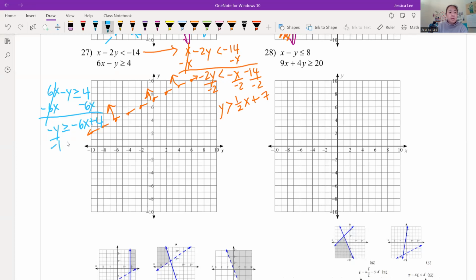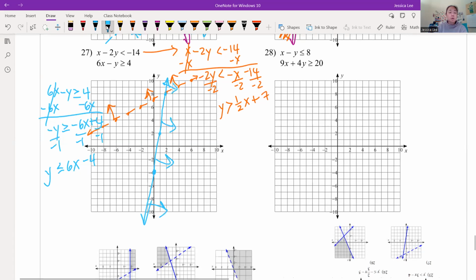We're going to divide again by -1 because we can't have that -y. So y, got to flip the inequality because we divided by a negative. 6x minus 4. So we're going to go to -4. We're going to go up 6 over 1, 6 over 1. And it's going to be a solid line. Just like that. It says y is less than, and less than is going to be to the left of this.